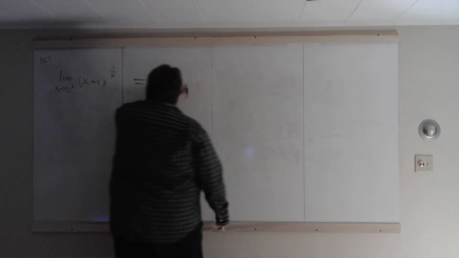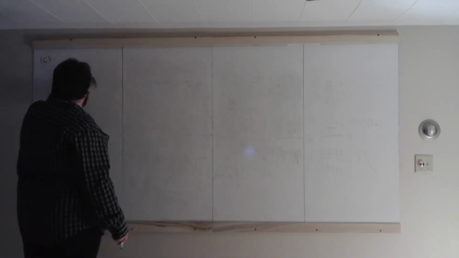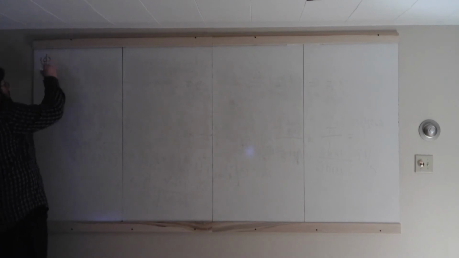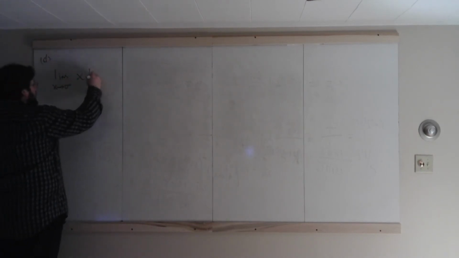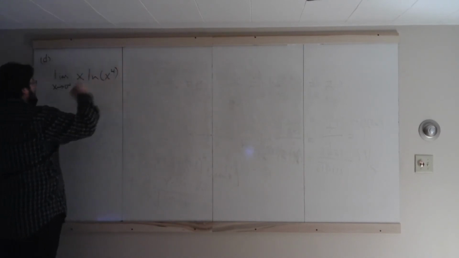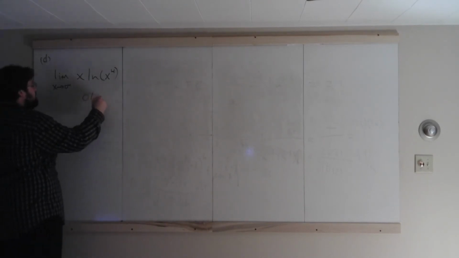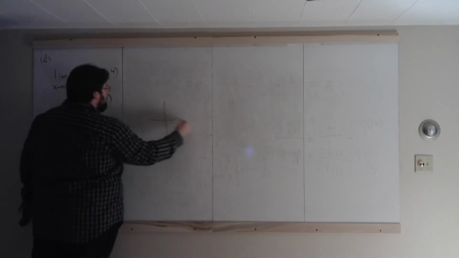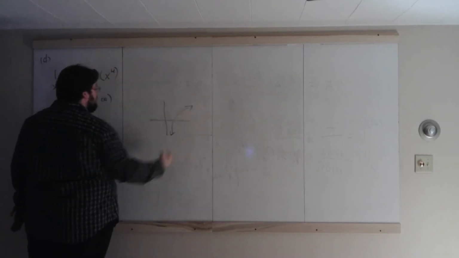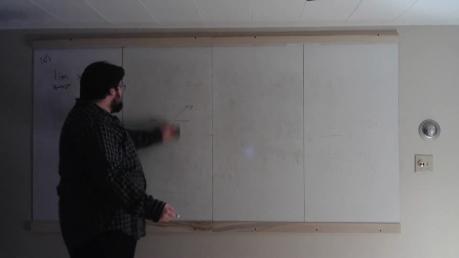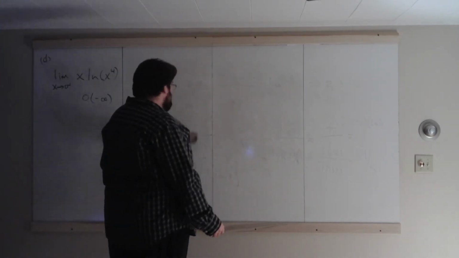Next, limit as x approaches 0 from the right, part D. Limit as x approaches 0 from the right. What was it? x log x to the 4. Yes. So right here, you try substituting 0, you get a 0 times a negative infinity. Because the log function looks like this, remember. And as x approaches 0 from the right, this goes down lower and lower. And we say that limit is negative infinity.